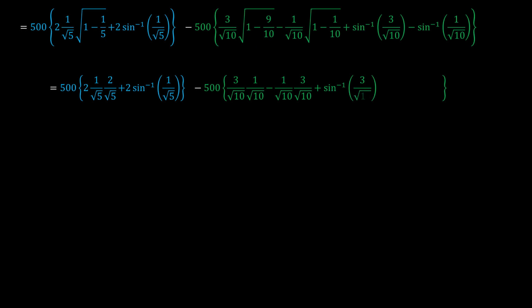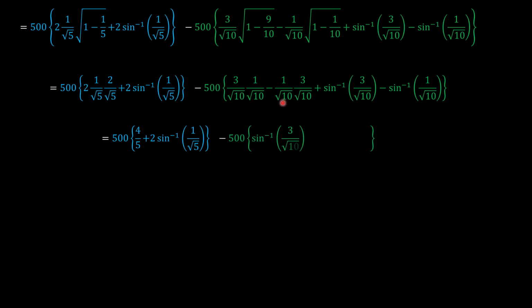And then here 1 minus 9 over 10 is going to be 1 over 10, square root becomes 1 over root 10, and here 1 minus 1 over 10 is 9 over 10, square root is 3 over root 10. This part remains like that. So as you can see here, these two parts cancel out, and so we are left with now 4 over 5 plus twice arc sine 1 over root 5 minus, and these two terms remain, arc sine 3 over root 10 minus arc sine of 1 over root 10.